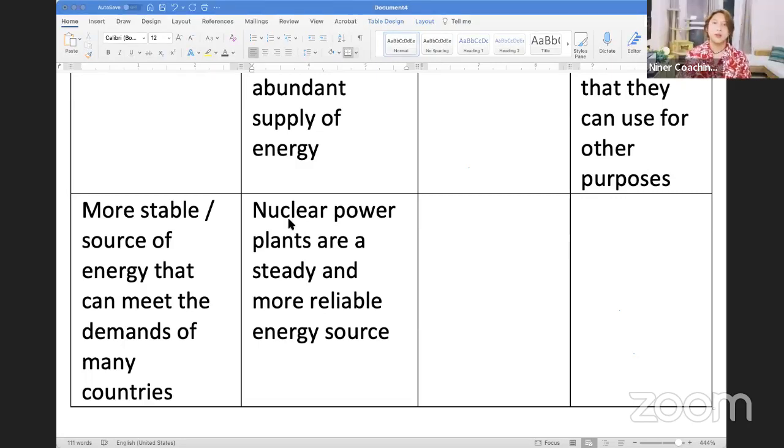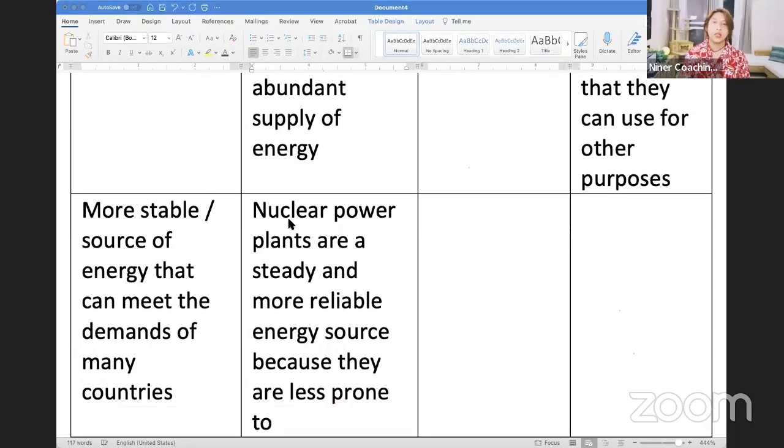Okay, because they are less prone to what? What are they less prone to? Why do we get a lot of blackouts when we're relying on hydropower or when we're relying on a lot of other things? Why are they more reliable? They're less prone to what?